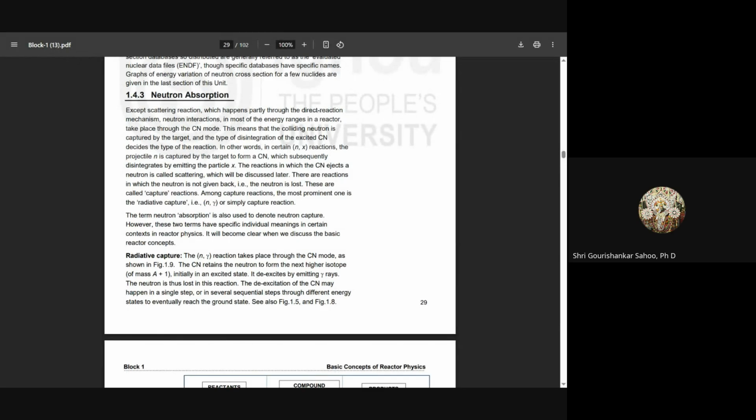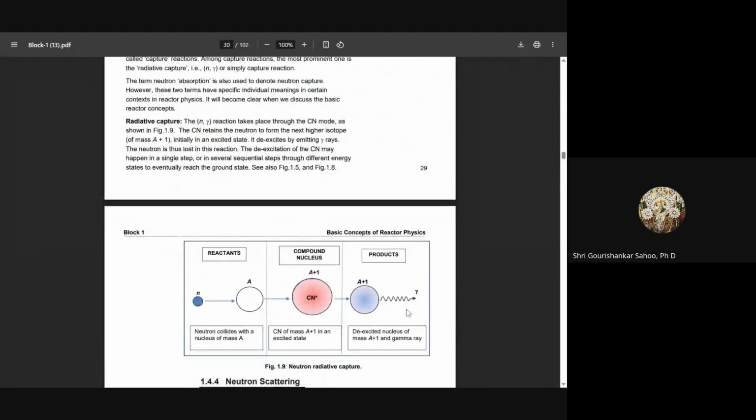And we can say that radiative capture is where your (n, gamma). The term neutron absorption is also used to denote neutron capture. However, these two terms have specific individual meanings in certain contexts in reactor physics. It will become clear when we discuss the basic reactor concepts.